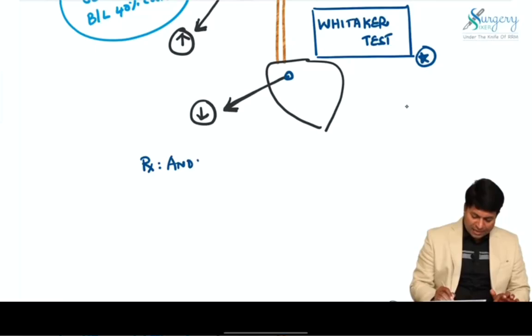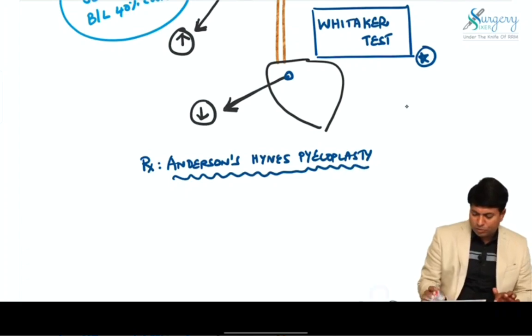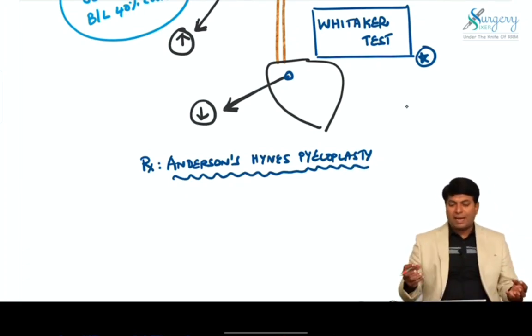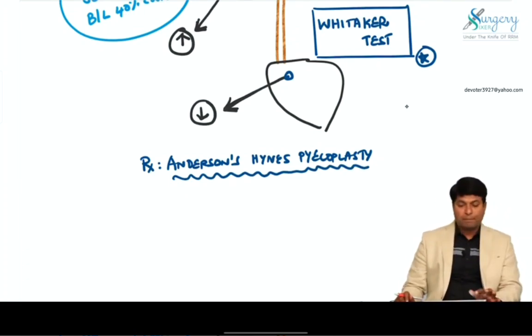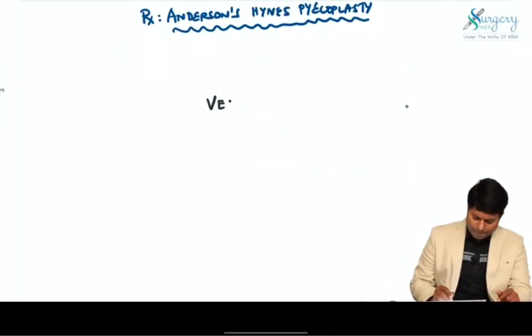This is known as Anderson-Hynes pyeloplasty. In this procedure we cut the renal pelvis and reanastomose the ureter. Please don't forget, this anomaly is known as congenital pelvic junction anomaly. The next one is vesicoureteric reflux.